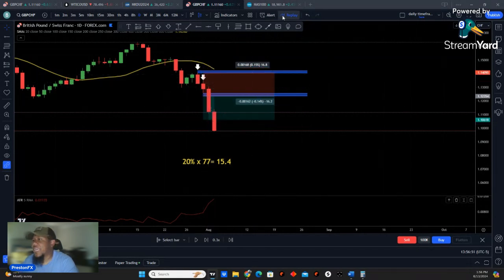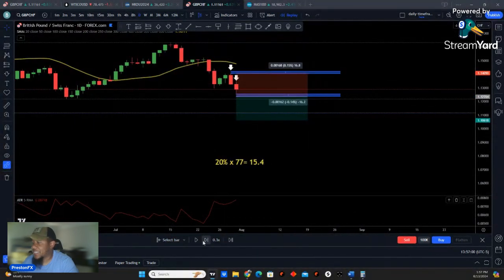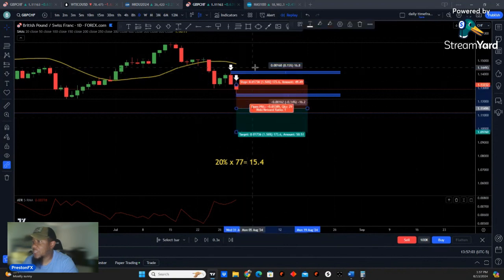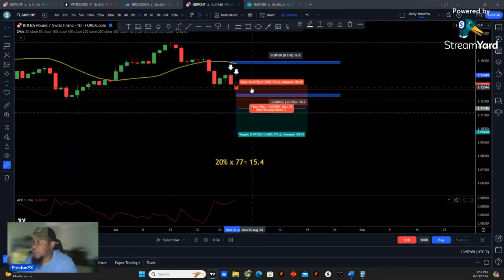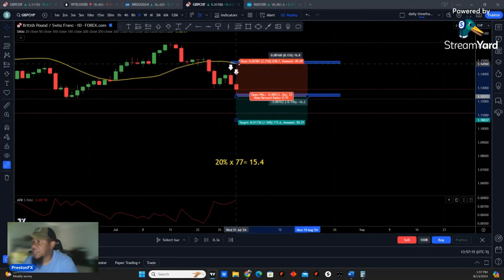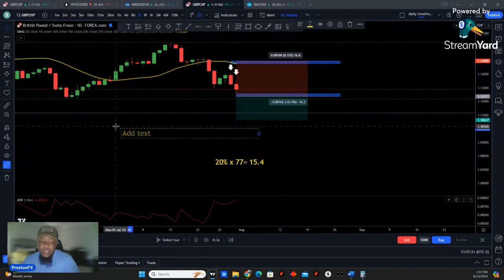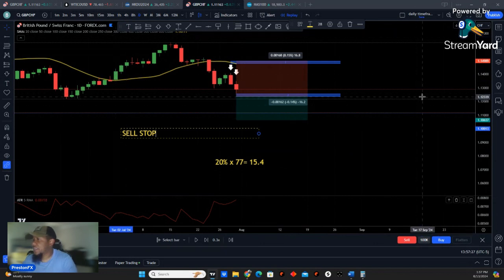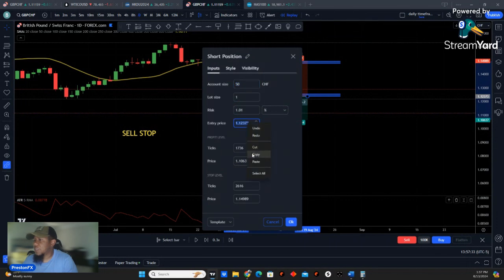For the sake of it, let me go back here and do it the right way, as the strategy says. All right, as per the strategy, let me move this. Put this up here, put this right here. This would be a sell stop. Let me write that in for you guys in case you don't understand what I'm saying. Sell stop at, let's see. Boom, so we can get it accurate.